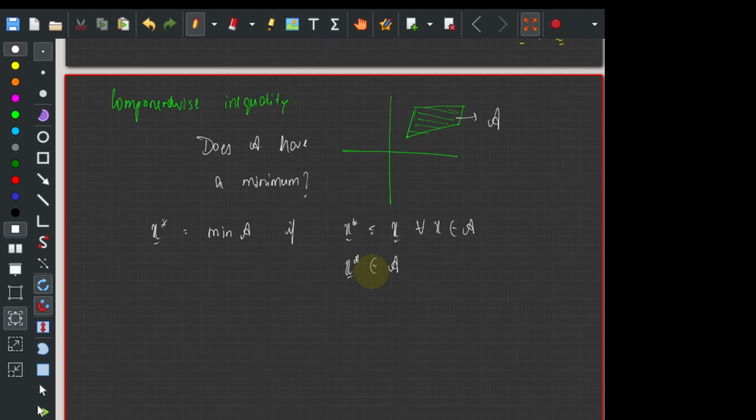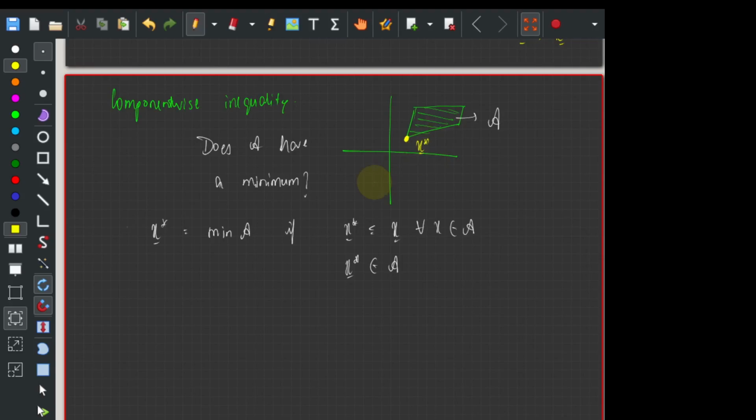Okay, so in this particular example, this set that I have drawn over here, do you think this set has a minimum? Does everyone agree that this set has a minimum? And if so, what is the minimum? Yeah, so the vertex on the bottom left. This point would be the minimum. This is my x star.